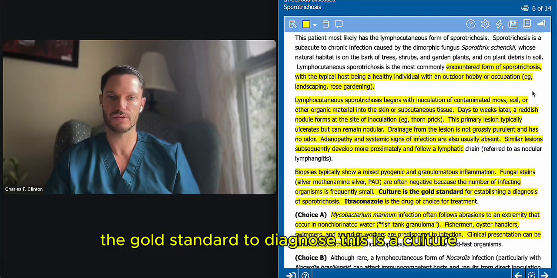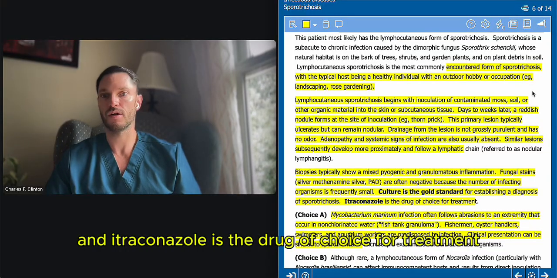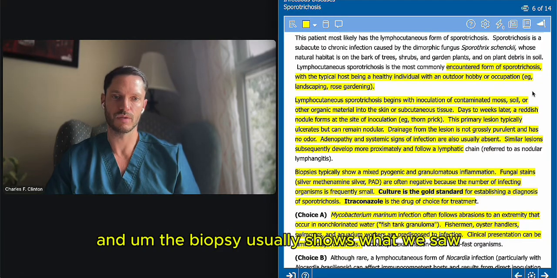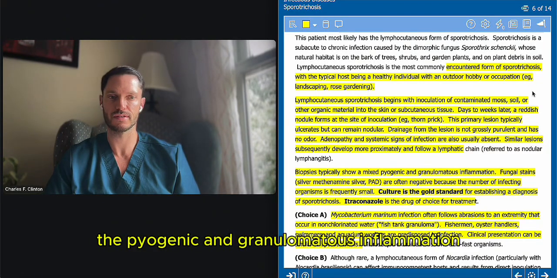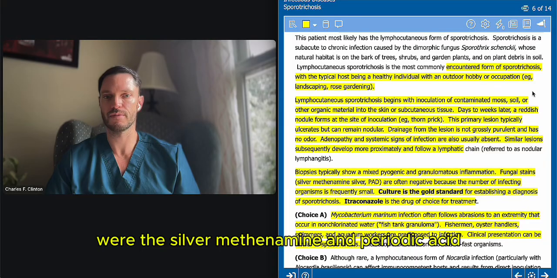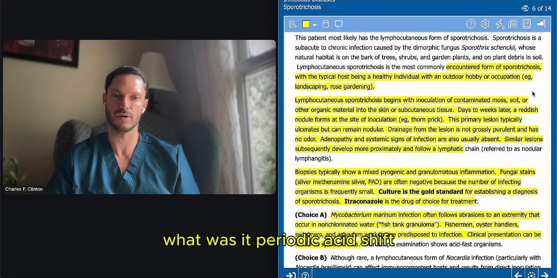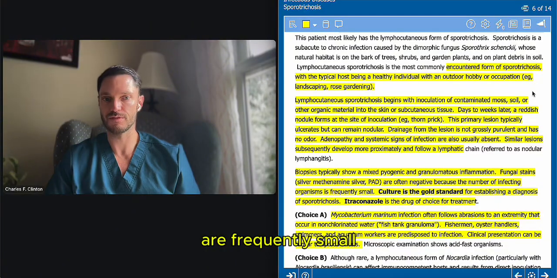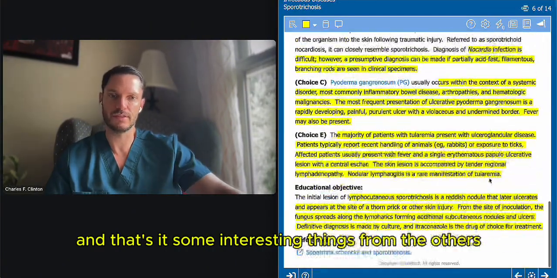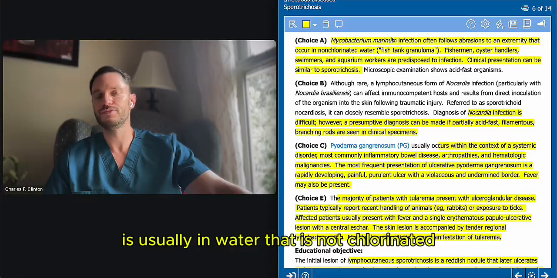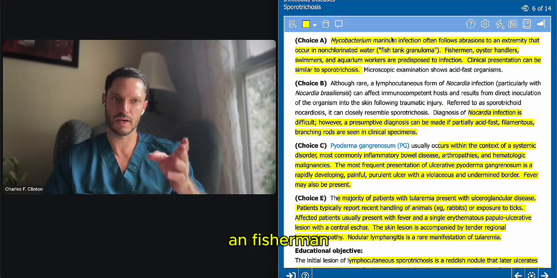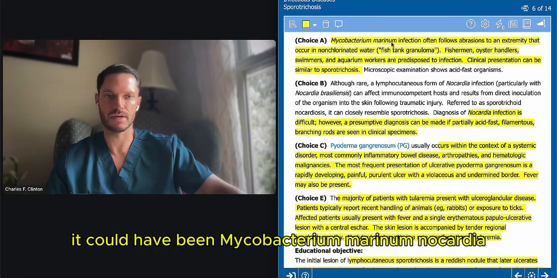The gold standard to diagnose this is culture, and itraconazole is the drug of choice for treatment because this is a fungus, remember. And the biopsy usually shows what we saw, the pyogenic and granulomatous inflammation, and fungal stains, which were the silver methenamine and periodic acid-Schiff, I think, are often negative because the number of infecting organisms is frequently small. And that's it. Some interesting things from the others is that Mycobacterium marinum is usually in water that is not chlorinated. So if they tell you that this guy was a fisherman or oyster handler and started having these things, it could have been Mycobacterium marinum.